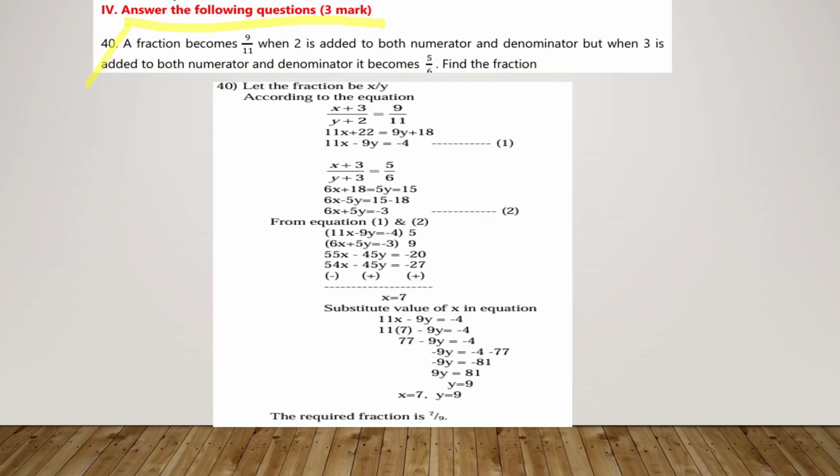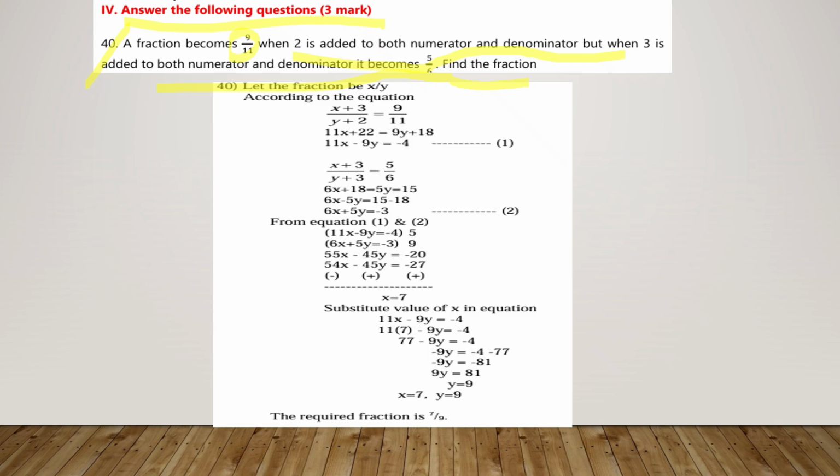Question number 40. A fraction becomes 9 by 11 when 2 is added to both the numerator and denominator, but when 3 is added to both the numerator and denominator, it becomes 5 by 6. Find the fraction. So here, what is the question given? Let the fraction be x by y.